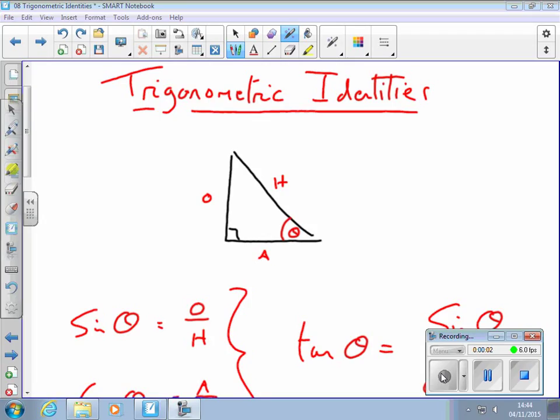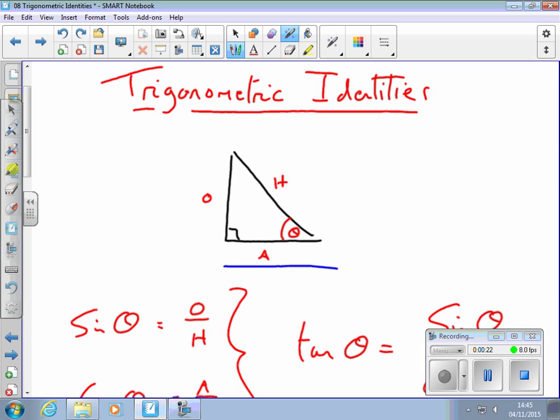So what we're going to do now is try and prove a few identities. That means we're going to try and prove that one side equals the other, and in the assignment you're going to be asked to do a proof. So we're going to go through some, and then you'll use these same ideas to prove identities. The first few are going to use what we know about right-angled triangles.